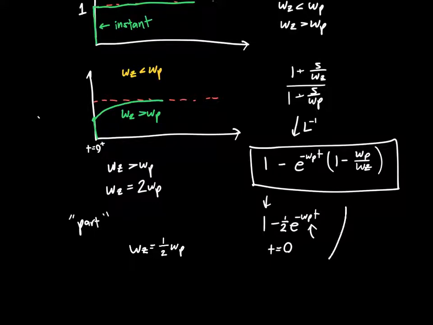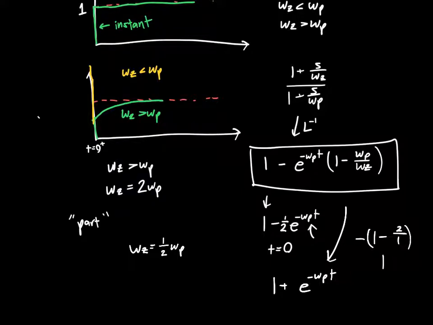Then this equation instead becomes 1 minus 2, or I guess, sorry, if omega z equals 2 omega p, then we'd get 1 plus e to the minus omega p t, because 1 minus 2 over 1 is just, the negative of that is just 1. So we'd get 1 plus e to the minus omega p t. So the response would actually look like this. It would overshoot the step by the entire amplitude of the step in this case.